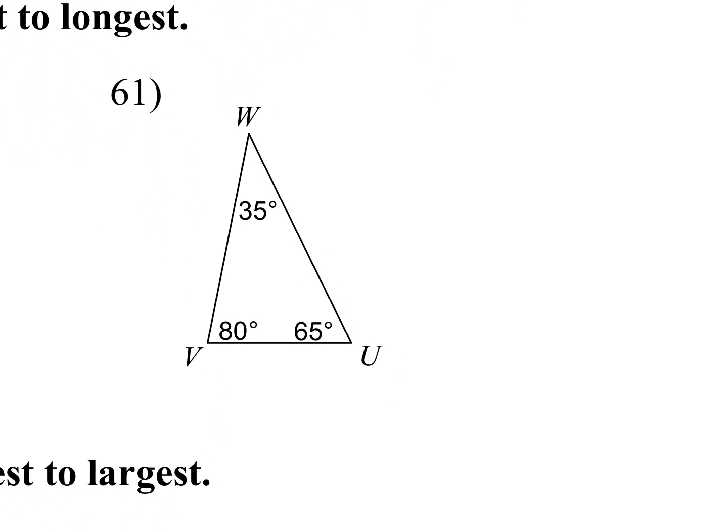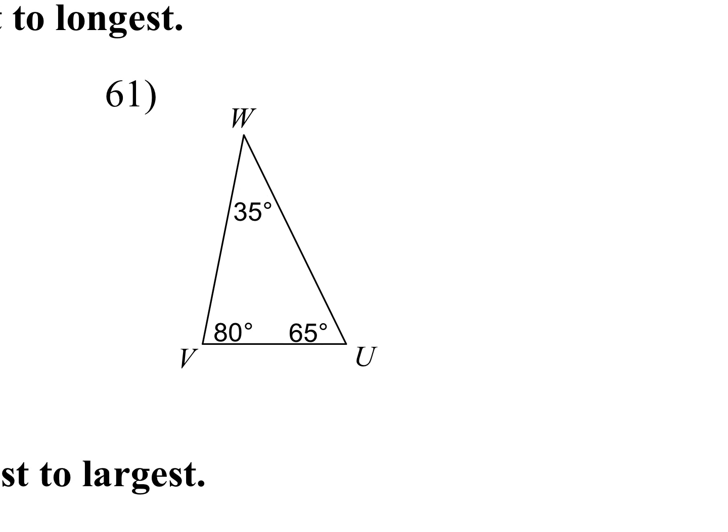Number 61, it says order the sides of the triangle from shortest to longest. How do I do that when I'm only given the angles? Right, the angle relates to the side across from it. So what's my smallest angle? 35. So what's the side across from 35? VU. So VU is my shortest side.